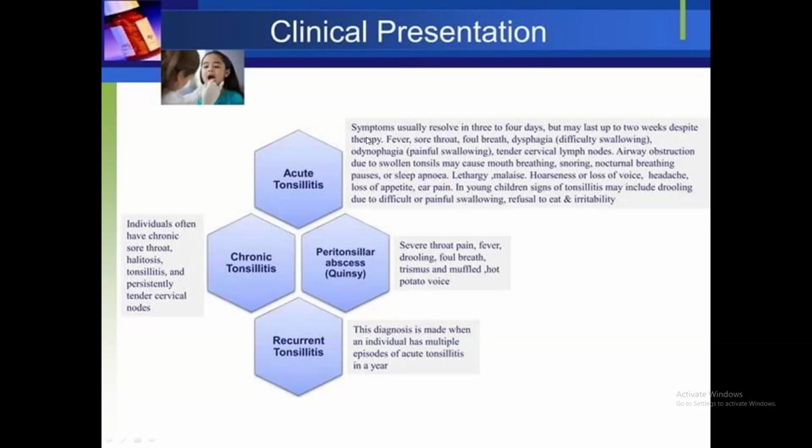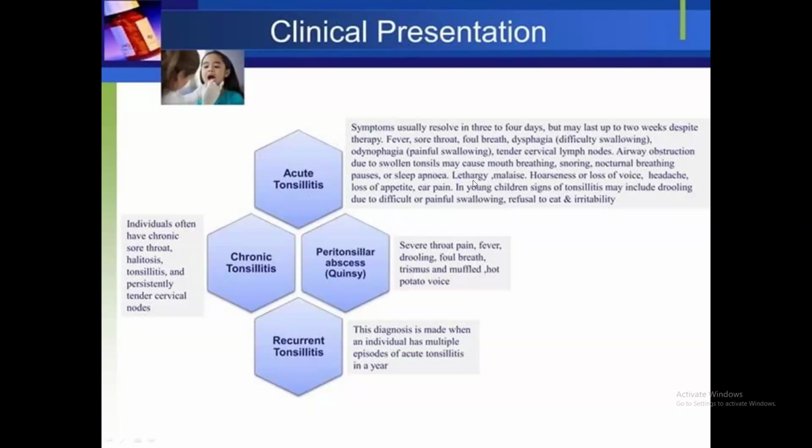In acute tonsillitis, symptoms usually resolve in 3 to 4 days, but may last up to 2 weeks in spite of proper medication. The child suffers from severe fever, sore throat, foul breath, dysphagia, that is difficulty in swallowing, then odynophagia, painful swallowing, tender cervical lymph nodes, and airway obstruction due to swollen tonsils, which may cause mouth breathing, snoring, nocturnal enuresis, or sometimes nocturnal breathing pauses, or sleep apnea.